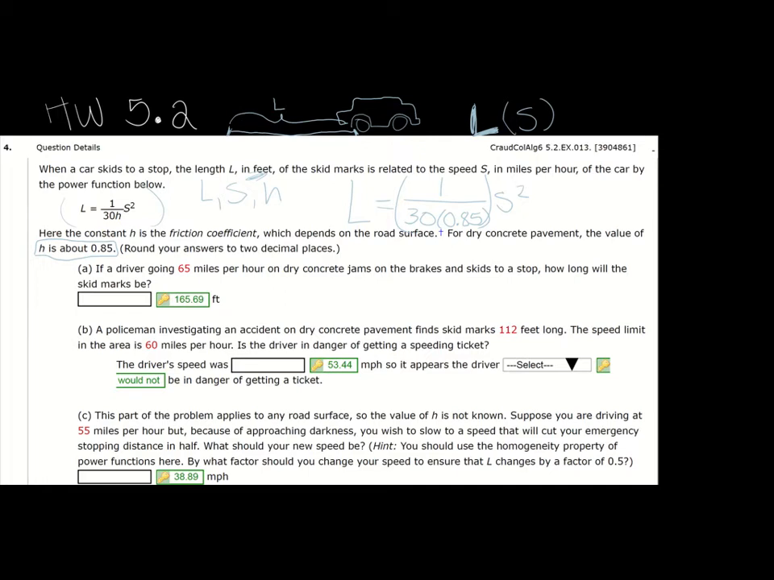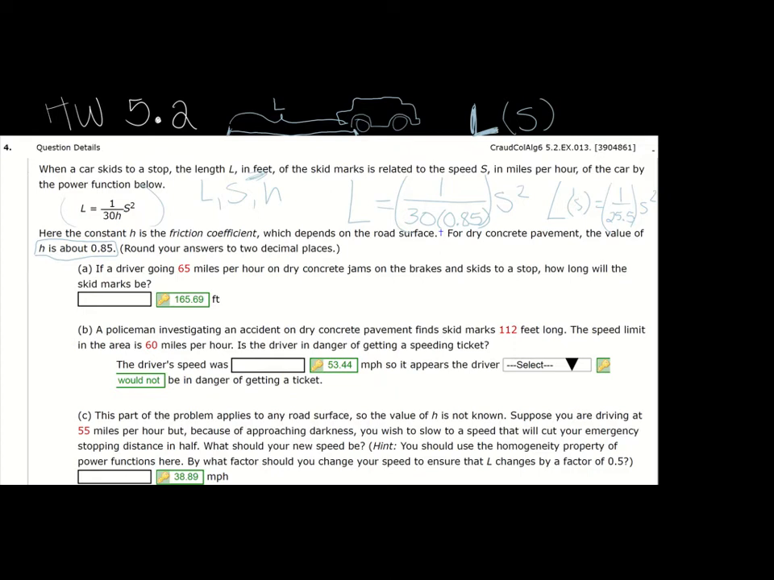All right, let's go ahead and figure out what that is. I've got 30 times 0.85. What does that give me? 25.5. I'm just going to simplify that even further. So the function that I'm dealing with here, L of S, equals 1 divided by 25.5 times S squared. My coefficient here, my C value, is 1 divided by 25.5.